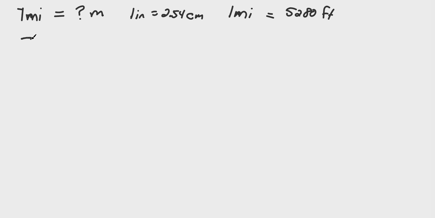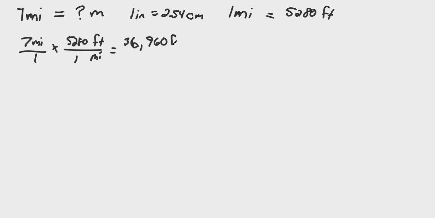There we go. So let's start with what we know. 7 miles over 1. We're going to multiply by a fraction, and we're going to put what we want to get rid of on the bottom, miles, and what we want to get on the top, feet. And we know that 1 mile is 5,280 feet. So if we multiply that out, we get 36,960 feet in 7 miles.